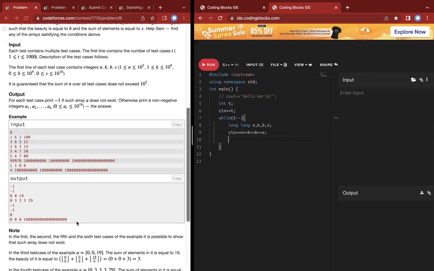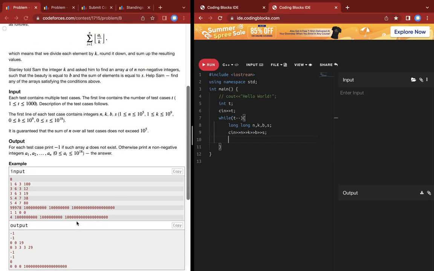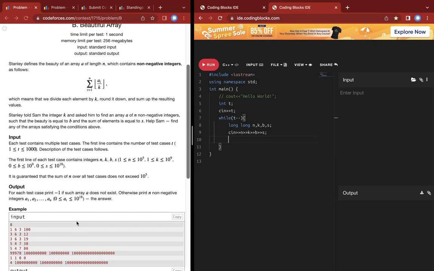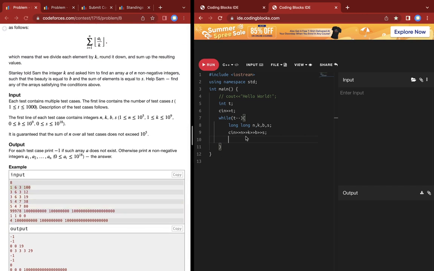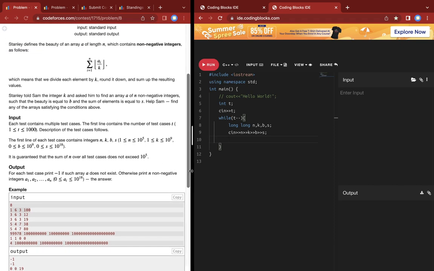So, what is n? N is the length of the array, which is 1 in this case. So the length is 1. Okay. So every element is divided by k first. And then the value that comes out should be b. And sum of all elements should be s.